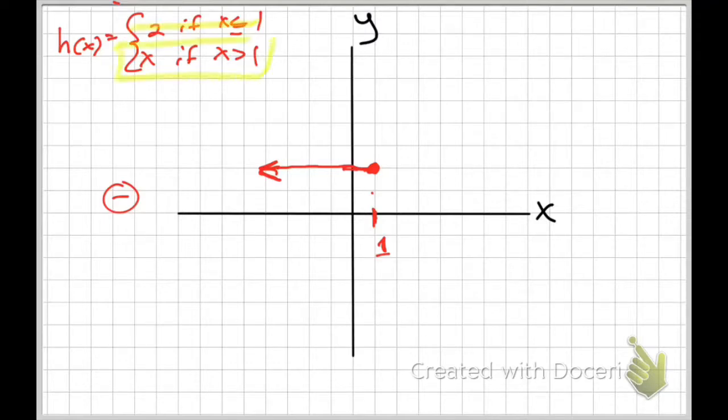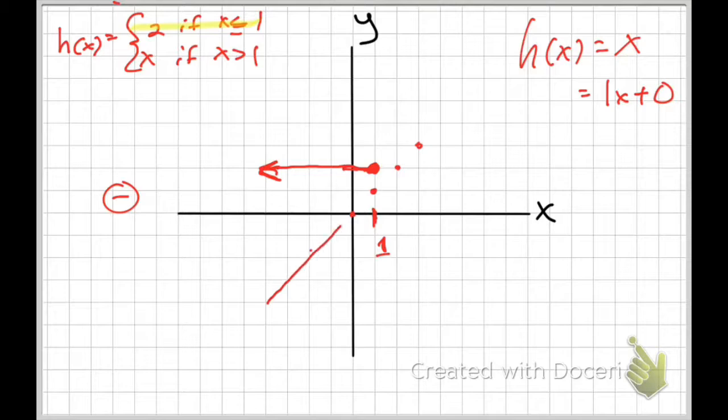Now let's jump down to my second graph, which is x, but I'm only going to graph it if x is greater than 1. Typically, the function h of x equals x is just going to look like this. Using slope-intercept form, my slope is 1 and my y-intercept is 0. So I start here, rise over run, 1 over 1. Just go up 1 over 1, up 1 over 1. So I typically would get something that looks like this.